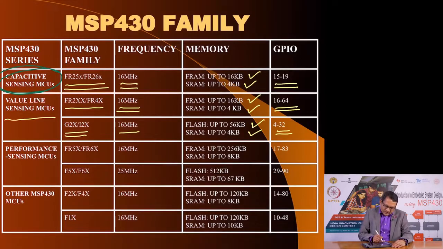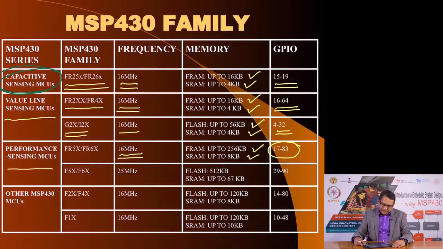Then we have what they call performance sensing MCUs, and you have the FR5 and F5X series. The first one has a maximum frequency of up to again 16 megahertz. It offers FRAM for program memory up to 256 kilobytes, and you see the moment this number is above 64K, that means it would be using an address bus which is the 20-bit address bus. It has SRAM up to 8 kilobytes, and the number of IO pins is large, from 17 to 83 pins.